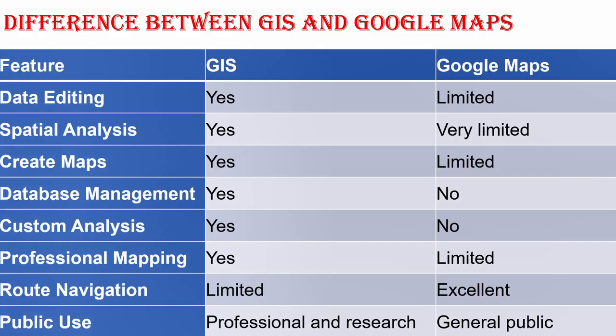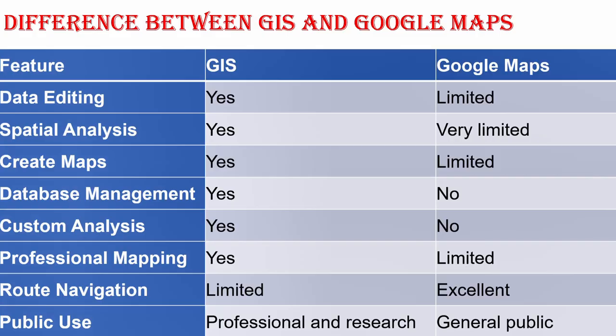In the same way, custom analysis is present in GIS, while Google Maps has no custom analysis. GIS provides professional mapping. On the other hand, Google Maps provides limited professional mapping. The route navigation in GIS is limited. On the other hand, Google Maps provides excellent route navigation.